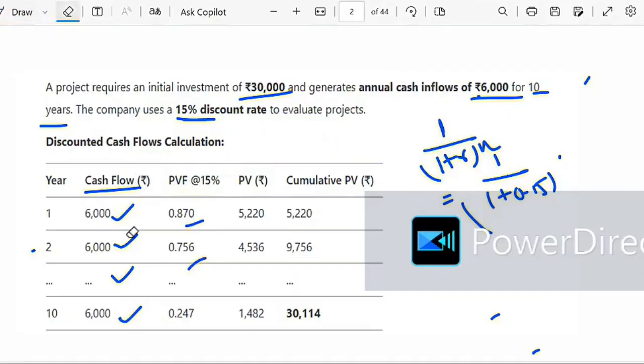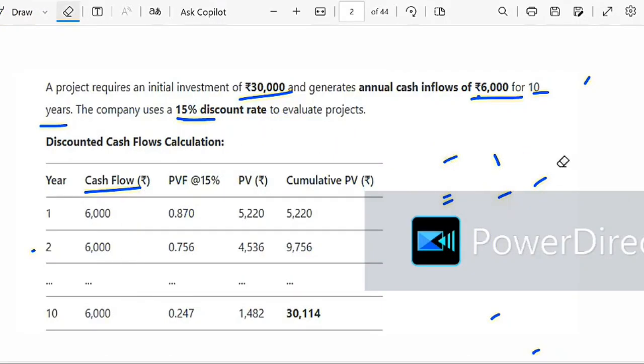And when we multiply this cash flow with their respective present value factor, you will get the present value, right? So what we have done, we have multiplied this, so we get this. Multiply this, we get this, multiply this, we get this, and finally we find the cumulative PV.